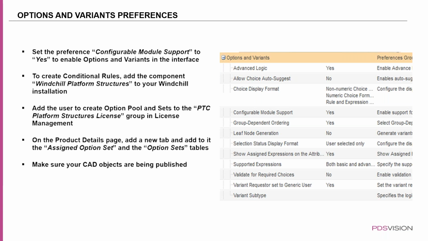Whoever is creating these options and variants would need to have a license for platform structure to be able to do that. On the Windchill side, we'll get to the details, but the options are managed from the Windchill product context details page. Once this is enabled, you'll see a tab for option pools, which are basically the options you'd have for a product to be configured. You will be missing the assign option sets as well as the option sets table, but it is fairly easy to add those two tables.